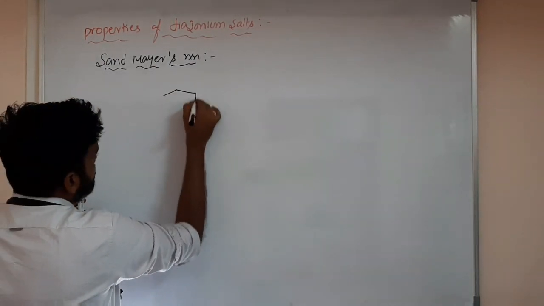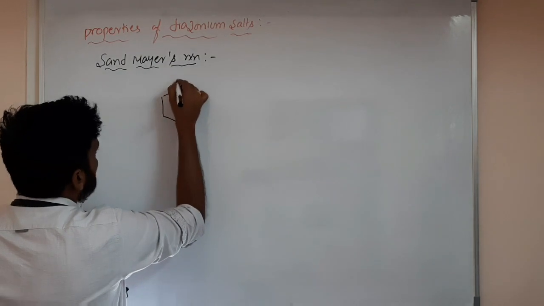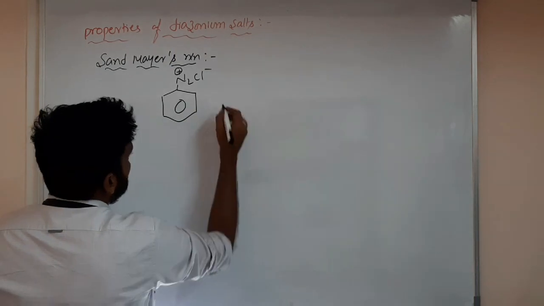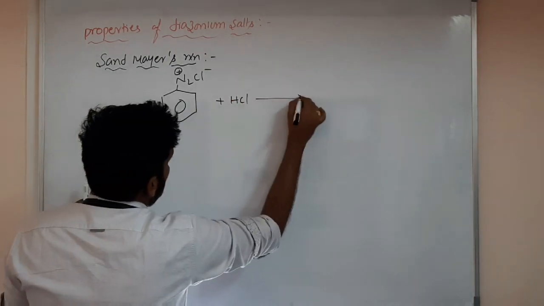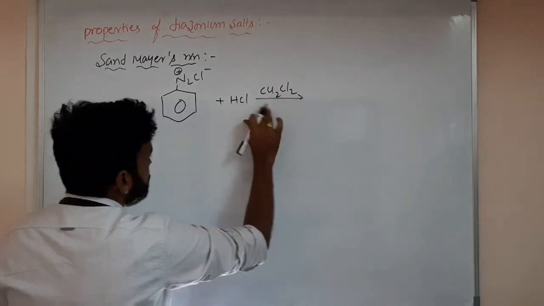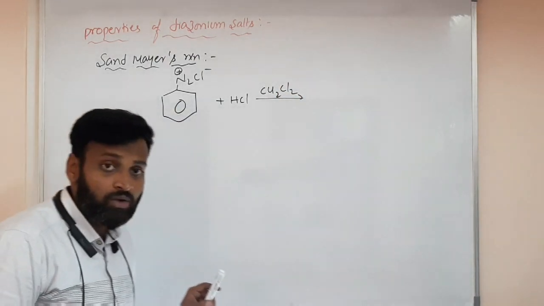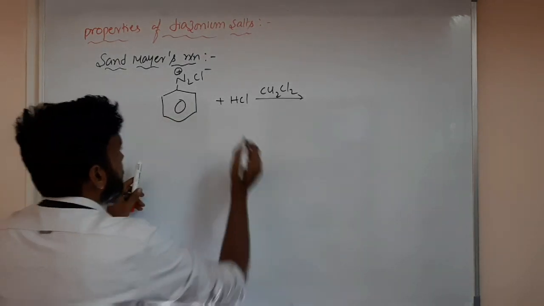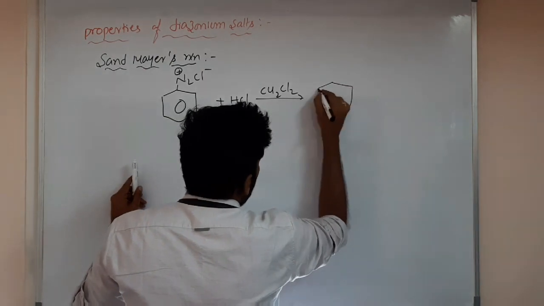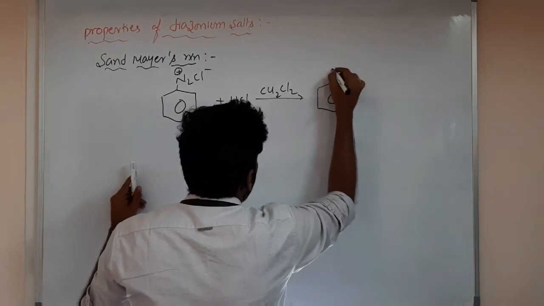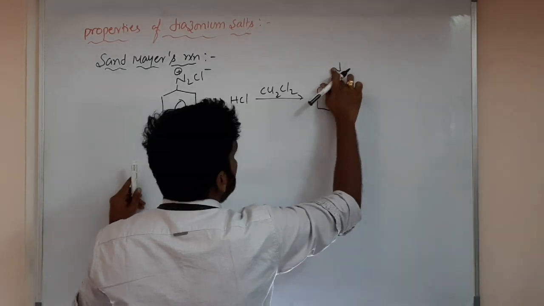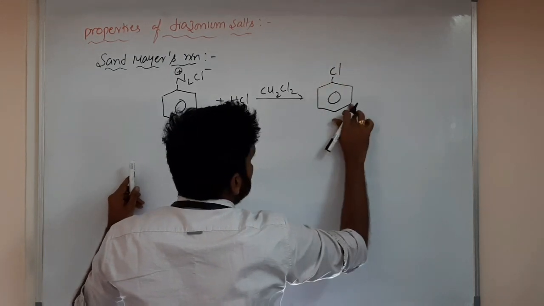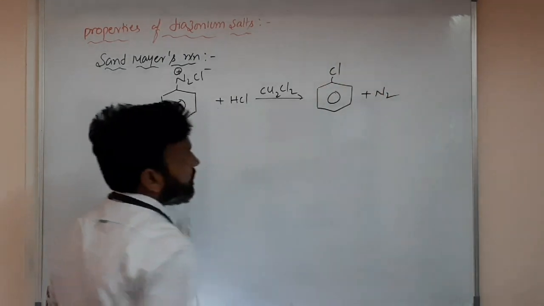See what I gave there: C6H5 N2 plus and Cl minus when reacted with HCl and cuprous chloride, Cu2Cl2. Forget about the remaining, and you will get C6H5 with just chlorine, chlorobenzene, plus N2. That's it.